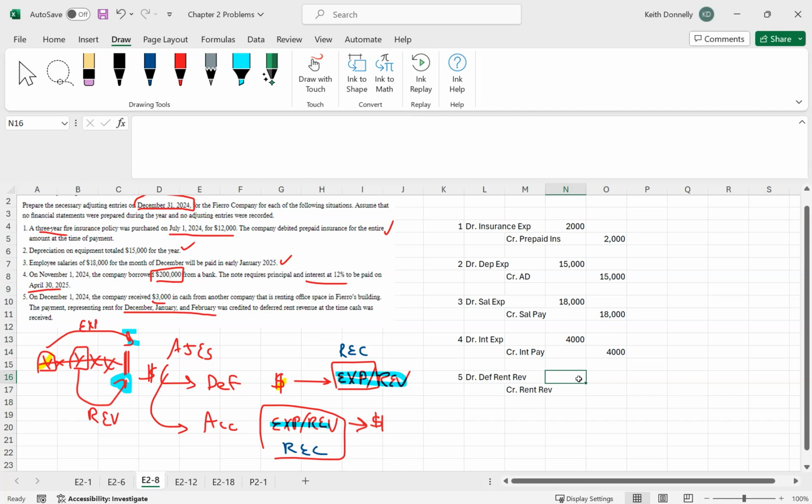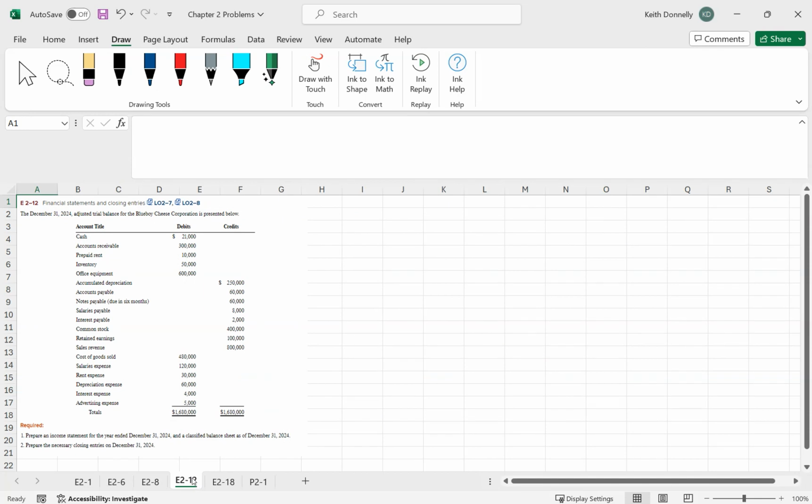So if we think about it, what's going on here? Well, they paid us $3,000, right? That was for 3 months, and 1 out of the 3 months has passed, because they came in at the beginning of December. We're now at the end of December, so 1 month has passed of the 3 months, right? So we're looking at $1,000. Okay, so just some simple examples there of AJEs, not a huge deal. Let's move on to exercise 1212.